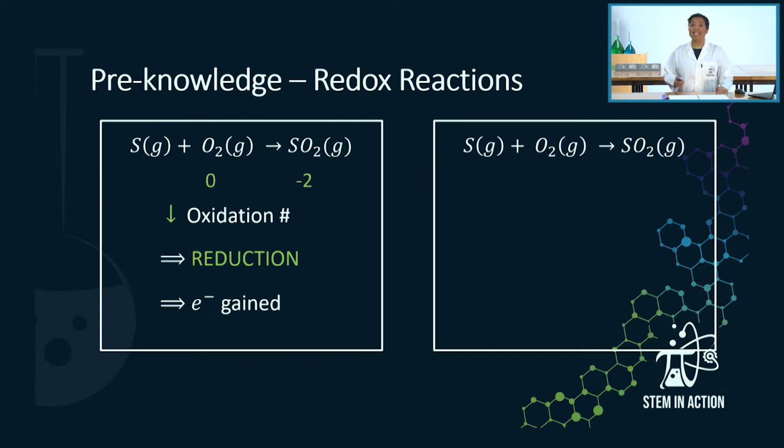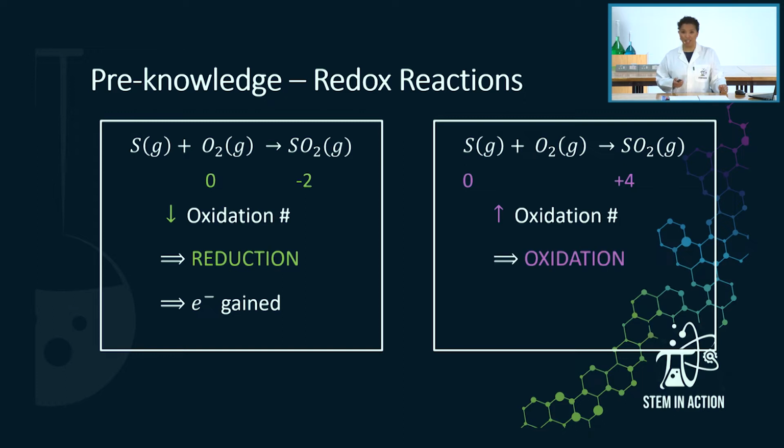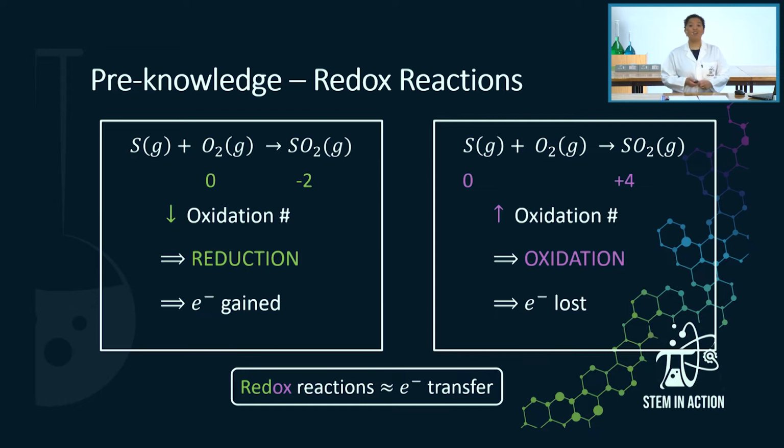If we now look at the same reaction, but we consider sulfur in this case, sulfur's oxidation number is 0 because it's in a neutral state. Once it reacts with oxygen, it forms sulfur dioxide and its oxidation state increases to +4. We now have an increase in oxidation number, and this process is called oxidation, and this involves a loss in electrons. So basically, redox reactions always involve a transfer of electrons.